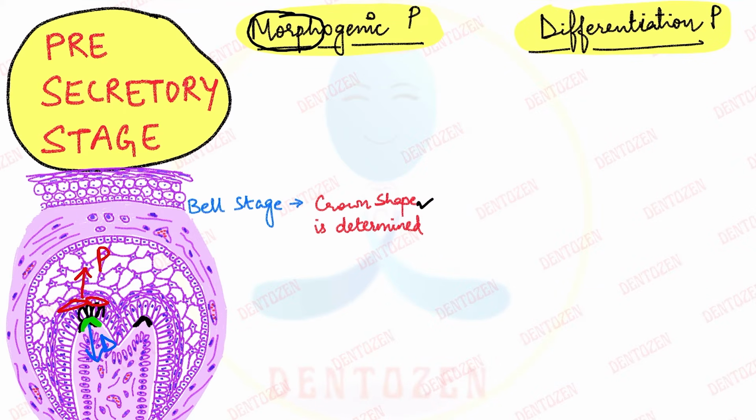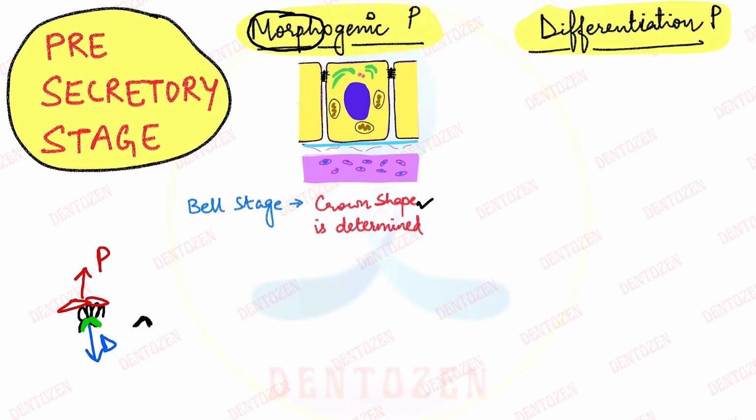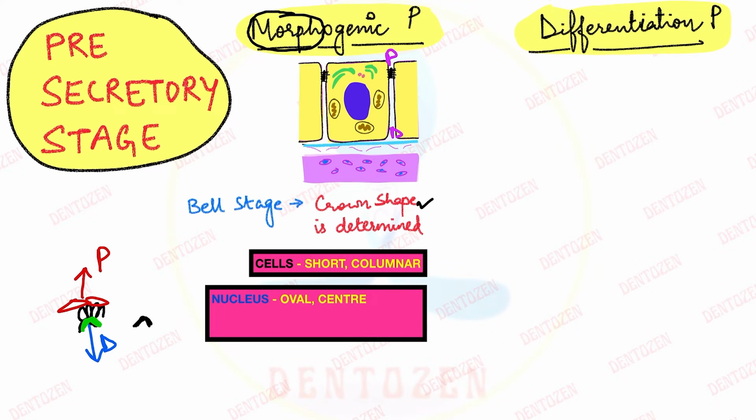So let's see how these cells are there in the morphogenic phase. They have 2 ends, that is the proximal end and the distal end towards the dental papilla. The cells are short, cuboidal or low columnar. Nucleus is oval, large, lying in the center. Golgi body and centrioles are in the proximal part, whereas mitochondria are dispersed.